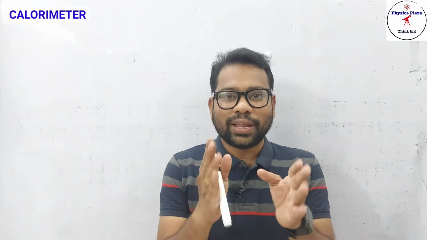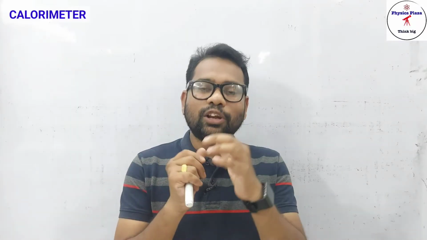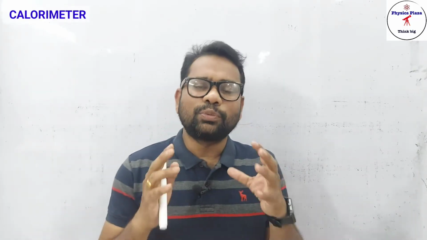Fine children. Now we discuss the last topic in Unit A. What is that actually? Calorimeter, children. So here, what is a calorimeter? First of all, on which principle does it work? Obviously you can guess. Calorimeter works on the principle of calorimetry. What is the use of the calorimeter, children? The calorimeter is used to find the heat lost or heat gained. It is a cylindrical thin copper vessel. A cylindrical thin copper vessel is what we call a calorimeter.